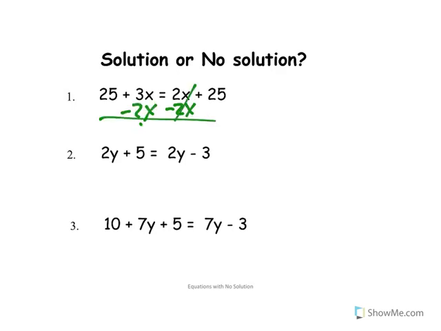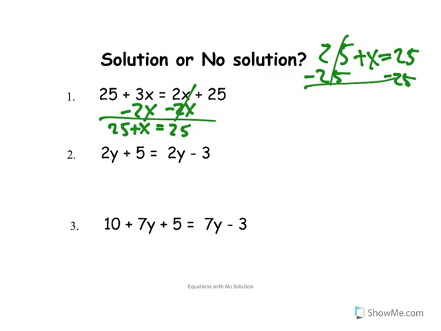So if I was to solve this equation, I get 25 plus x equals 25. So if I solve this, right, 25 plus x equals 25, I get x is equal to 0. That is a solution, okay?